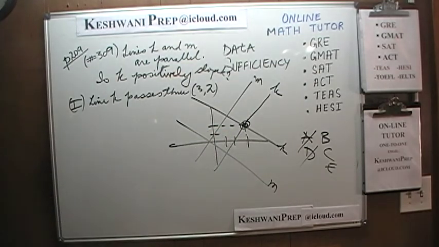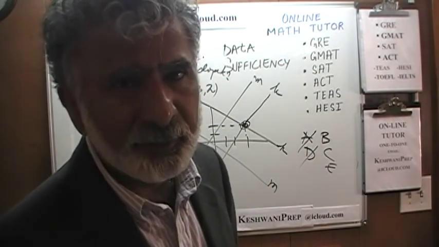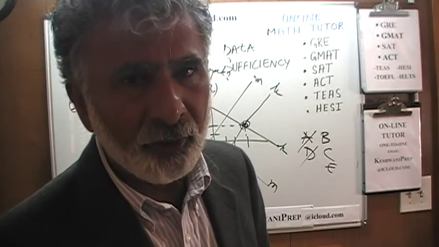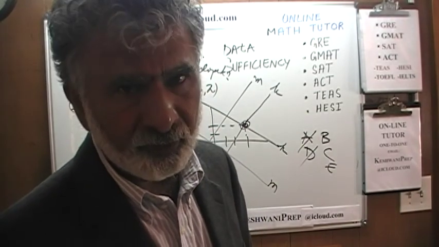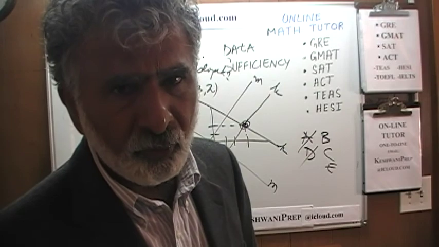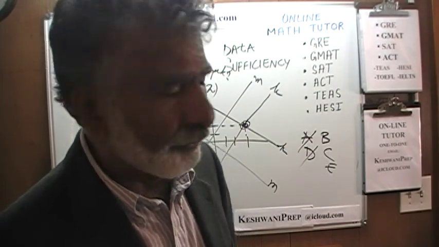Of course, you cannot tell the slope of the line by knowing just one point that it goes through. We have to know two points, obviously. We have to know which two points it goes through before we can establish a slope. It's not enough.